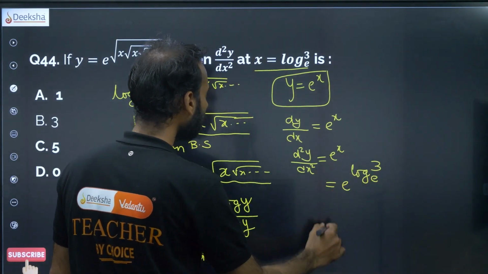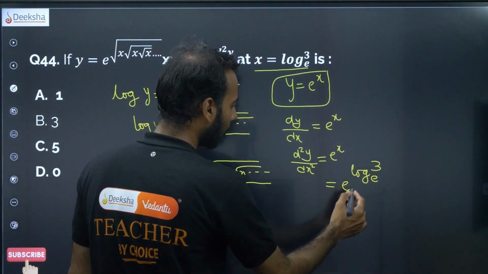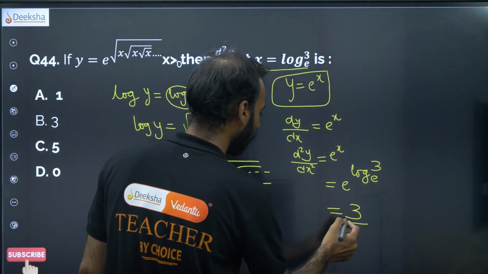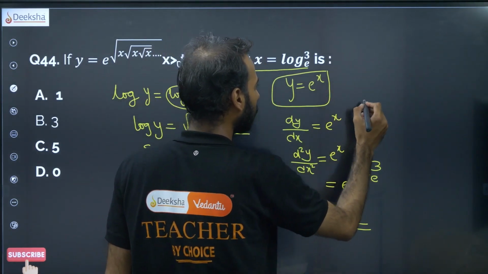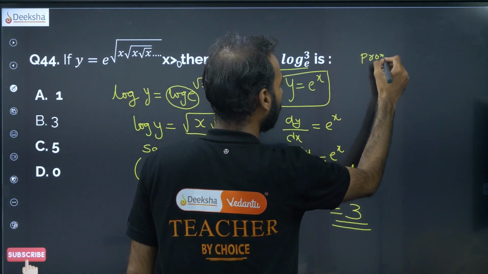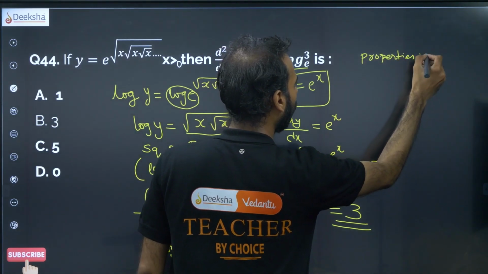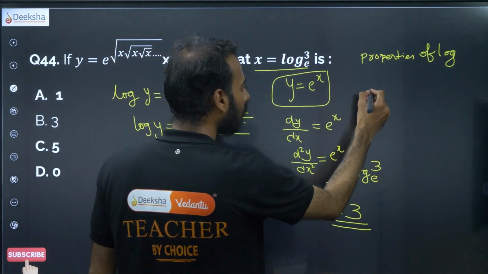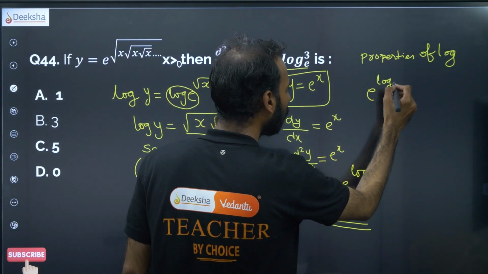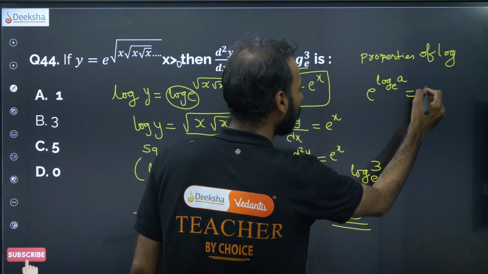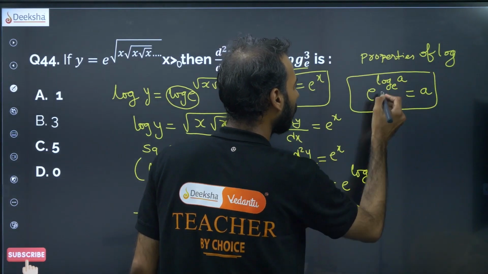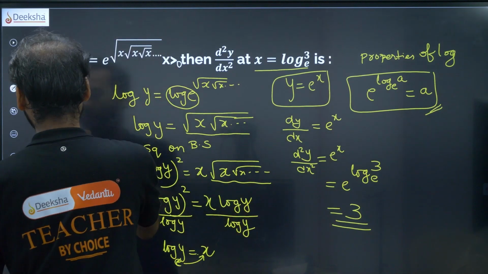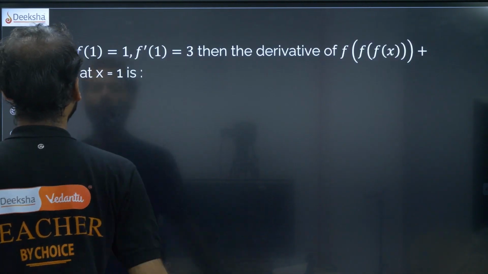So e raised to log 3, the answer is 3. Using properties of logarithm, e raised to log e to the base, one property I am using, so the answer is 3. Moving on to the next question.